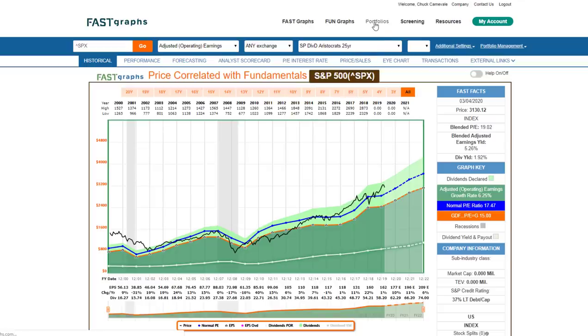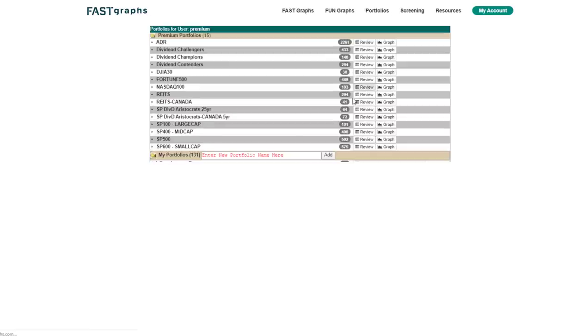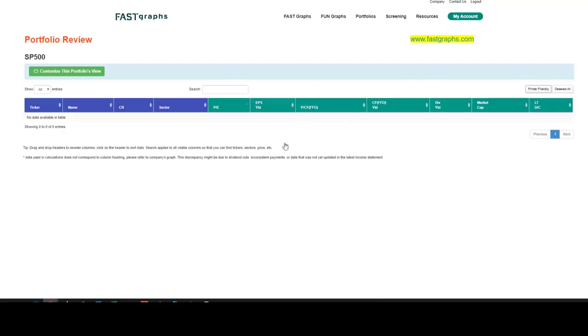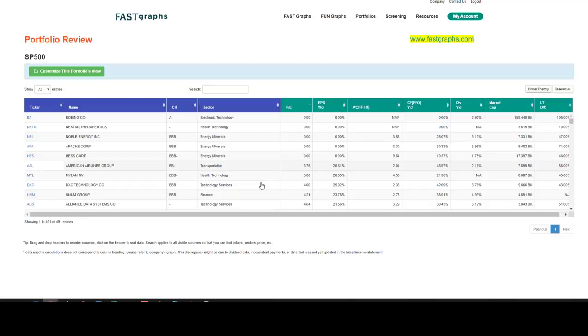So I'm going to move into portfolios here, and I'm going to take a look at the S&P 500 as an aggregate and utilize the portfolio function of FAST Graphs so that I can look at the relative valuations of many of the individual stocks that actually comprise the market. And there are two columns here that I really would like to focus everybody's attention on.